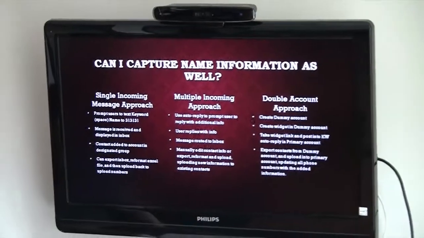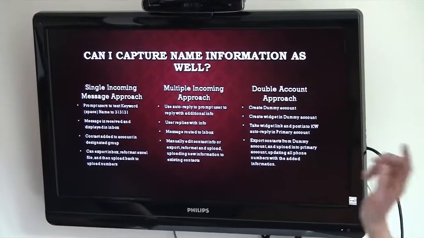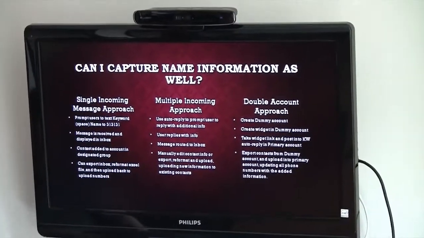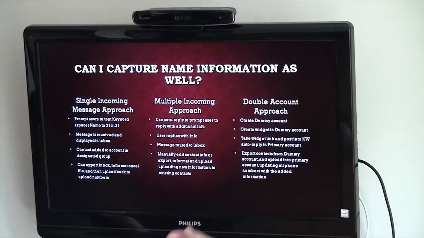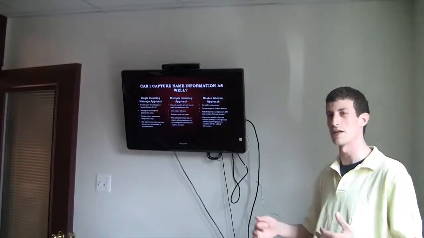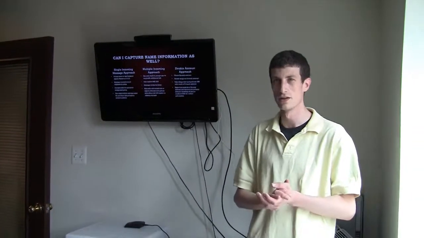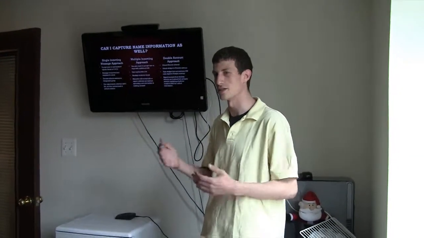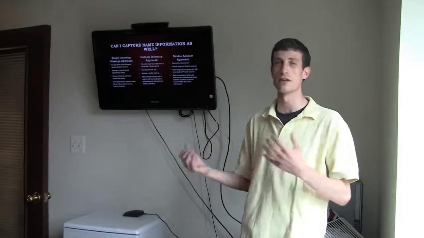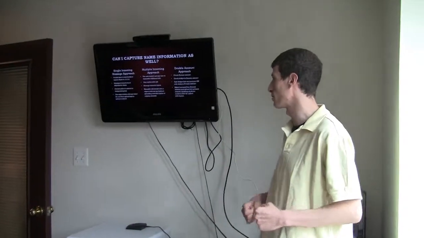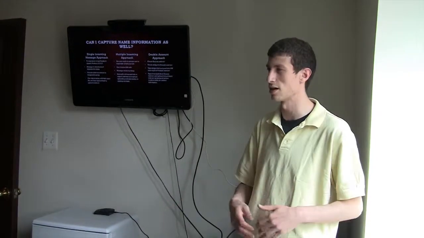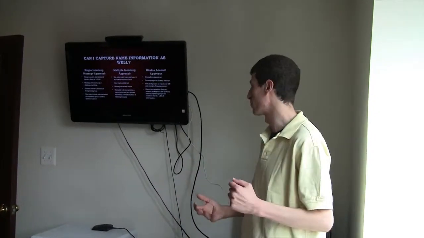Well, the answer is yes. But, as you can see, it falls into 3 different processes. So you have the single incoming message approach, where you're going to tell someone to text keyword space their name to 313131. All of that information is going to be added to your account in your inbox, where you can then view that information and manually associate it with each individual contact detail. Of course, you can also export, sort it in Excel, and then upload it back to update all that information.